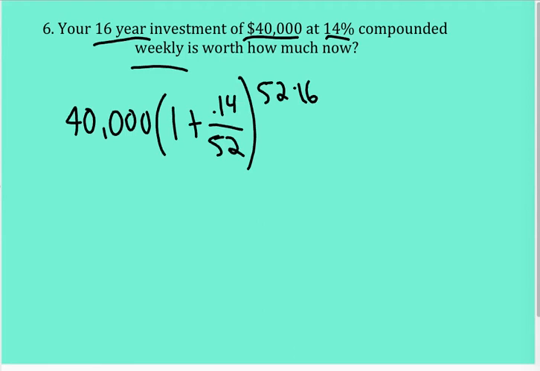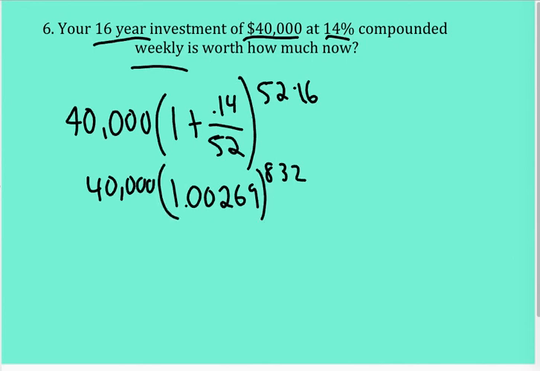So this becomes 1.00269. 52 times 16 is going to be 832, times the 40,000. So after all that, I get $374,604.